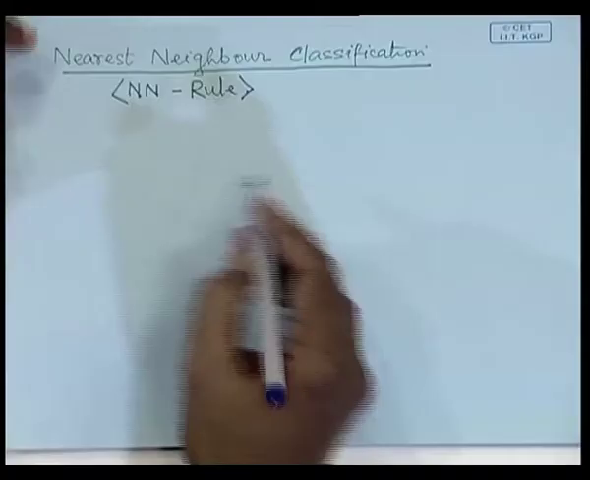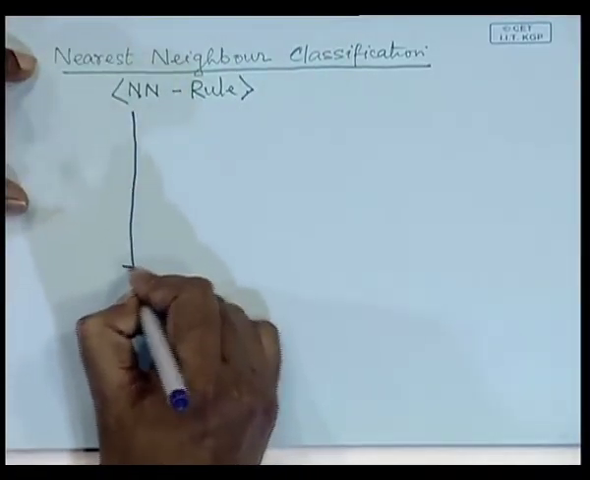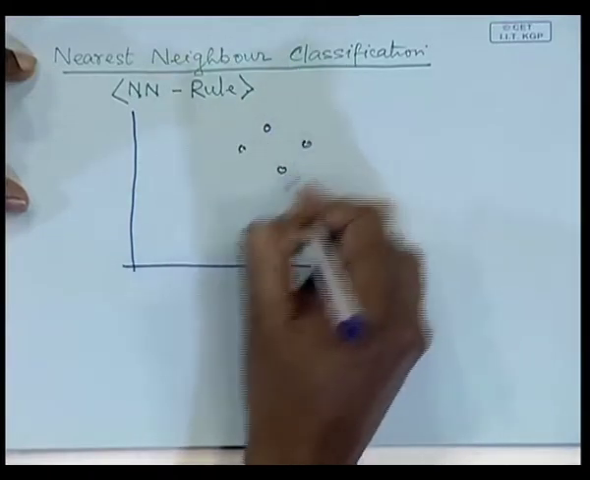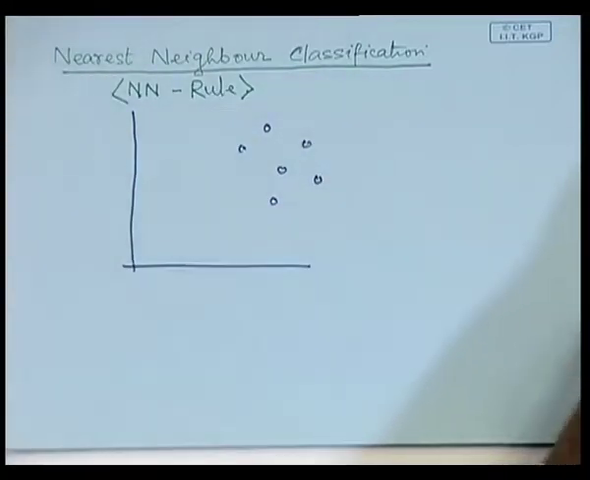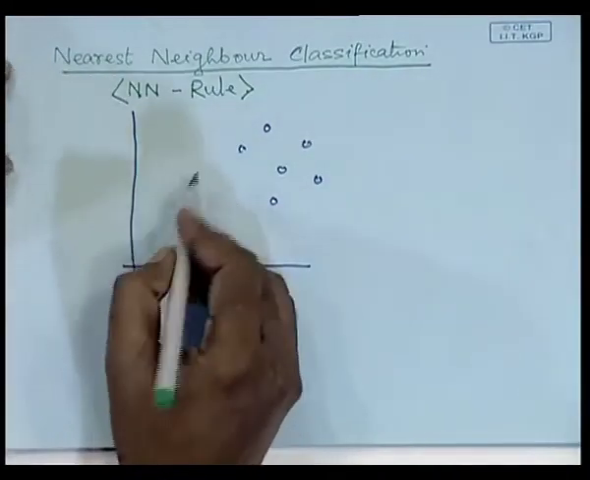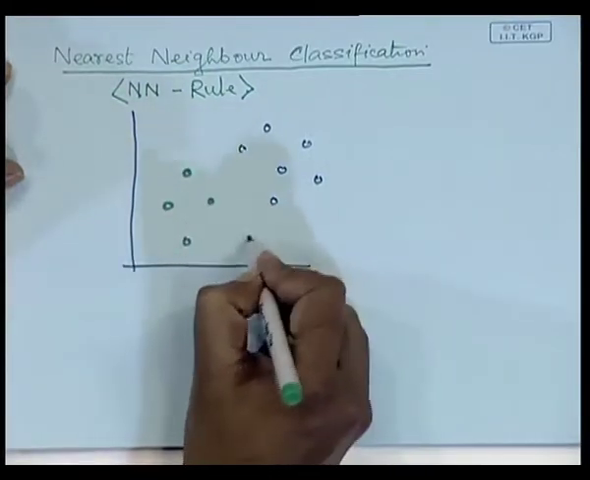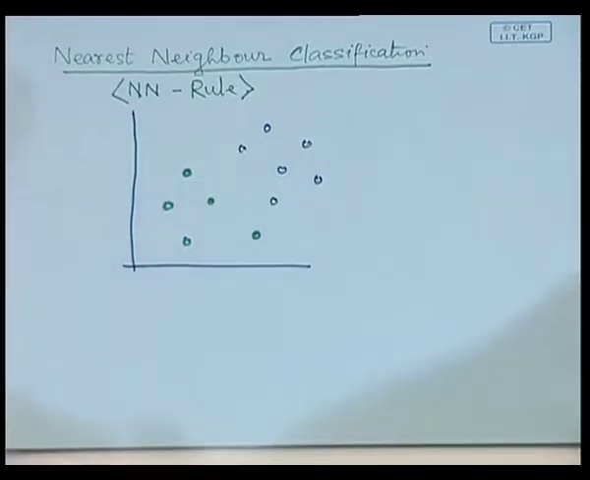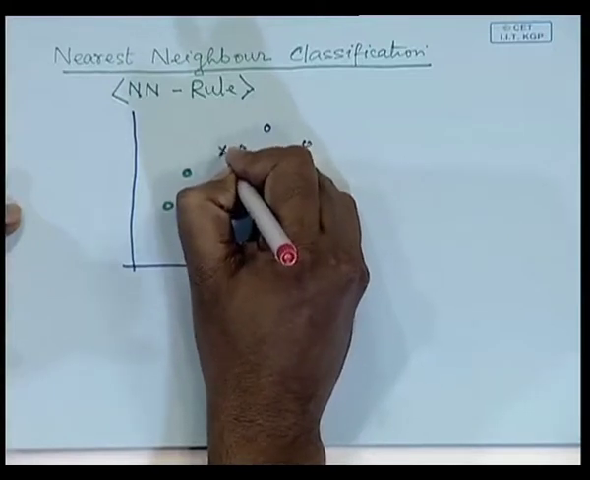Okay. So, I have a situation like this. If I have a set of training samples, these are the training samples which belong to one class, and suppose these are the training samples that belong to another class. And suppose I have an unknown sample which is somewhere over here.